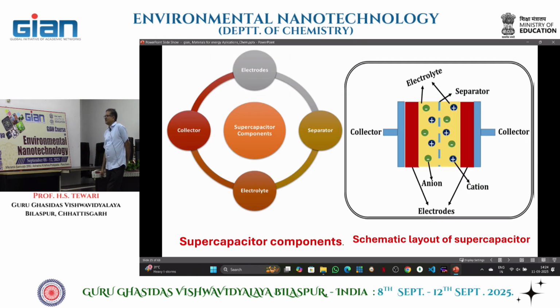So if you have a supercapacitor, the components are separator, collector, electrodes, and electrolyte. So this one I have shown in the figure. This is the collector on both sides, collecting current. Then you have electrolyte, separator, and anions and cations moving through it, and this red color is the electrode.